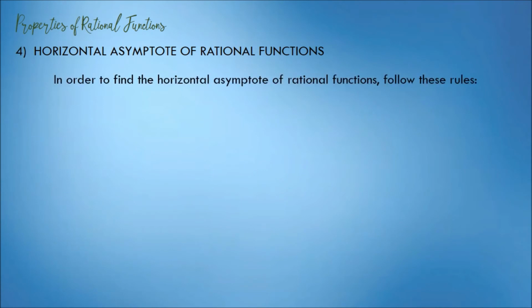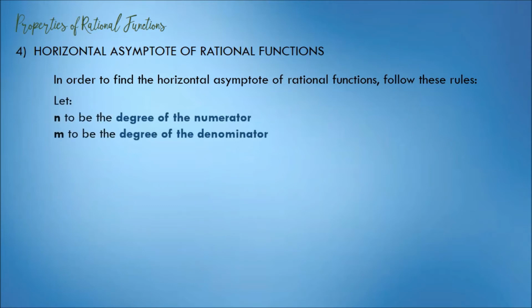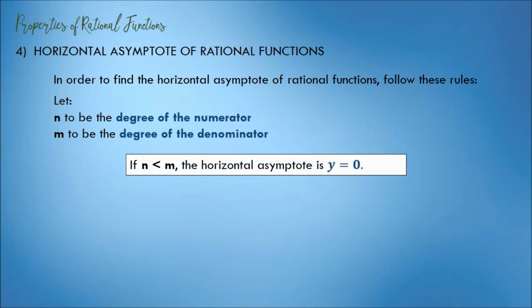In order to find the horizontal asymptote of rational functions, follow these rules. Let n be the degree of the numerator, and m be the degree of the denominator. Rule number 1. If n is less than m, meaning the degree of numerator is less than the degree of denominator, the horizontal asymptote is at y equals 0.